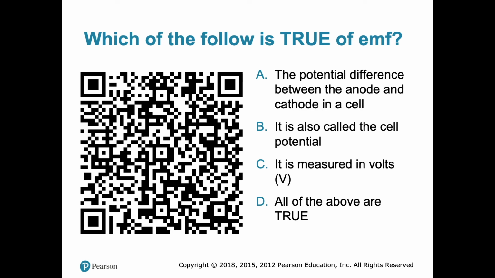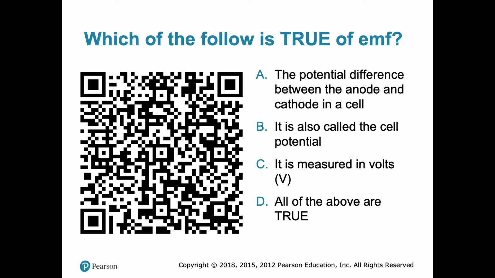The potential difference between the anode and the cathode in a... what the heck? I forgot to put something there. I didn't finish that answer. It is also called the cell potential. It's measured in volts. That was a mistake. I wasn't trying to trick you there. I don't know what happened to the end of that answer. Since I messed this one up, the answer here should be all true. Sorry about that.